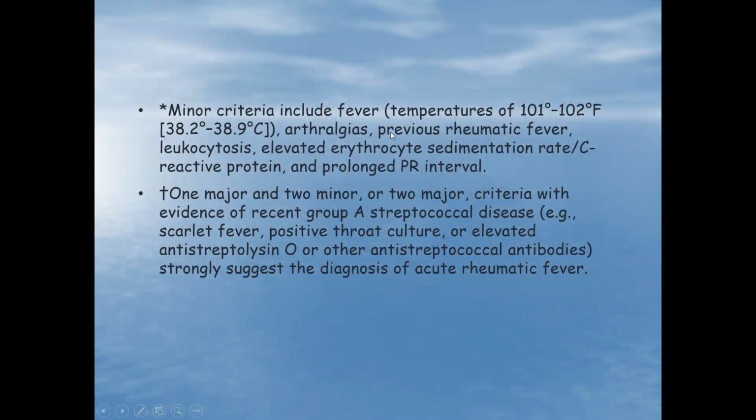And minor criteria include fever, temperatures of 101 degrees to 102 degrees Fahrenheit or 38.2 degrees to 38.9 degrees Celsius, arthralgias, previous rheumatic fever, leukocytosis, elevated ESR or CRP, and prolonged PR interval. So for diagnosis, we mentioned that one major and two minor criteria or two major criteria with evidence of recent group A streptococcal infection.